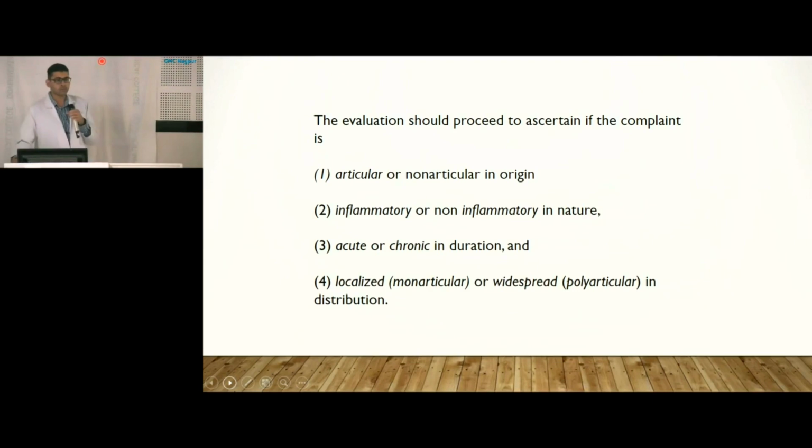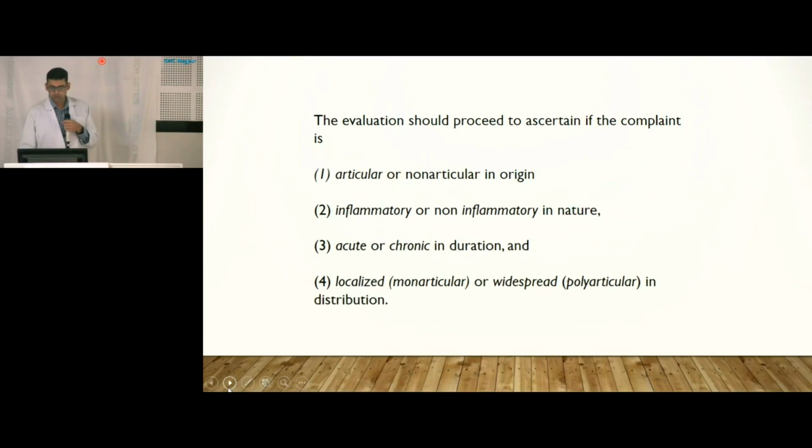The first and foremost point we need to evaluate is whether it's an articular, non-articular or periarticular joint pain. A patient won't tell you whether this is articular or not, so you have to communicate accordingly and examine the patient accordingly so that you are able to decipher the cause of joint pain. Whether it is articular or non-articular, inflammatory or non-inflammatory in nature is very important because all the treatment depends only on these 2 points.